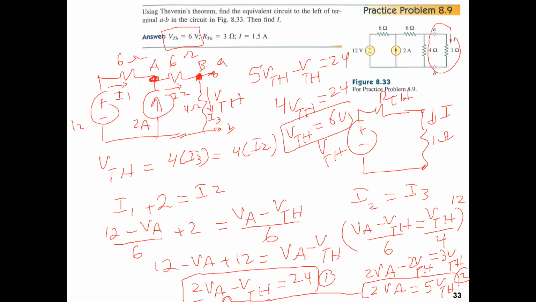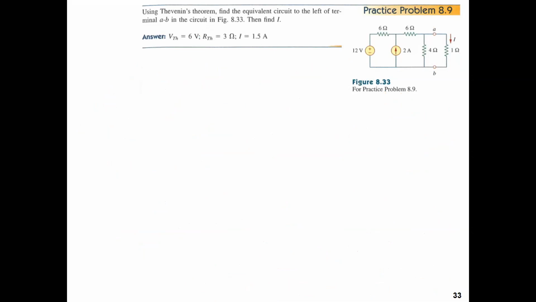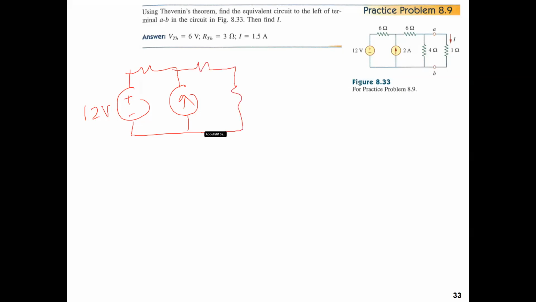We could use the source transformation to find VTH if we want, then we should get the same answer. Okay, so I'm going to erase all this here. So let's try the source transformation. So we need, again, that's after we remove the source, draw the circuit after removing the 1 ohm resistor, and then use the source transformation to find VTH.